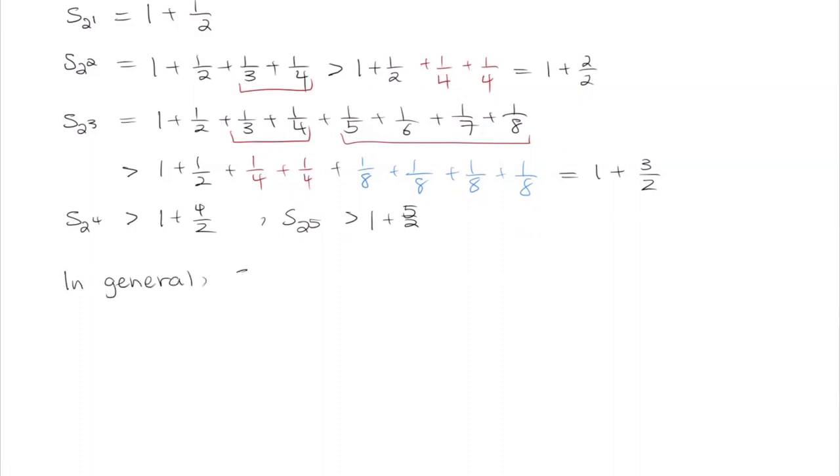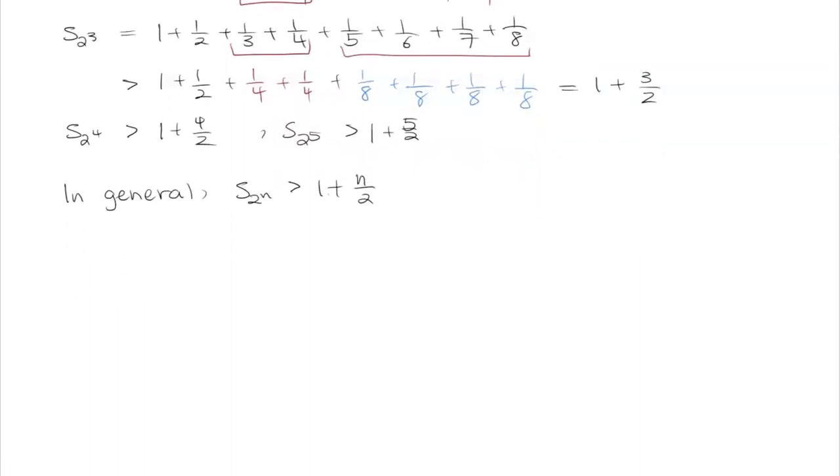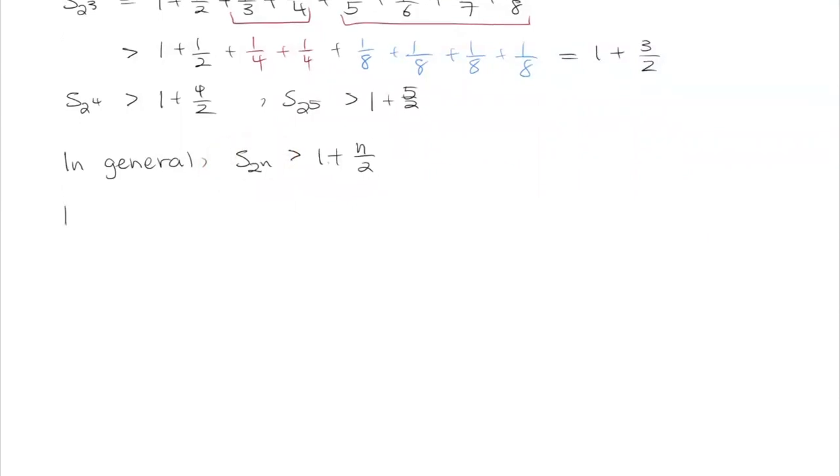we could also say that s of 2 to the power n is always going to be larger than 1 plus n over 2. Now I'm going to use a comparison test here. If I show that this diverges, the series here is also going to diverge. So let us take the limit as n approaches infinity on both sides. Well, on the right-hand side first, this is going to go to infinity. So we know that this diverges.